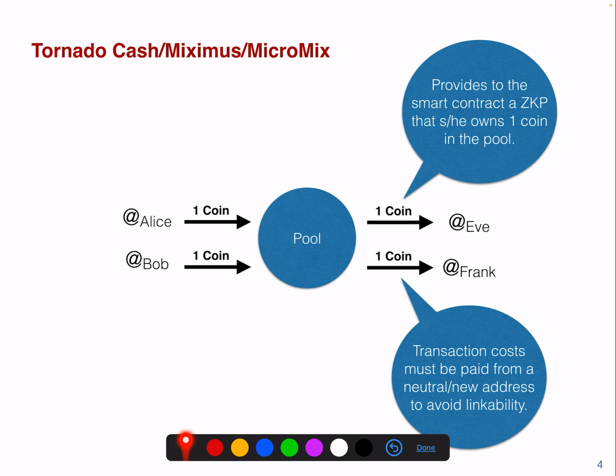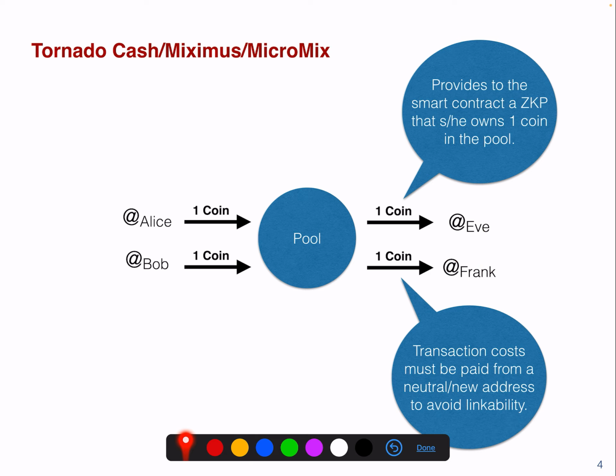Now, in order to withdraw, you need to provide the smart contract of this pool a zero knowledge proof that you own 1 coin in the pool. And if the smart contract thinks that your zero knowledge proof is right, then you can withdraw a coin to a new address. So here we have 2 deposits from address Alice and address Bob, and we have 2 withdrawals. So we don't know whether Alice withdrew to address Eve or to address Frank, right? You just don't know.